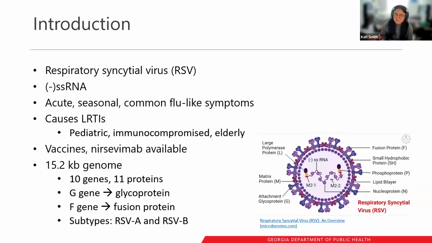In vaccine research and development, we do see that it involves the F and G gene regions. So a lot of the time we see research really focused on the F gene and the G gene, which codes for fusion and glycoproteins. And the genome size is about 15.2 kilobases, which is about half the size of COVID, and it has 10 genes encoding for 11 different proteins. And the two major subtypes that we do see is RSVA and RSVB.